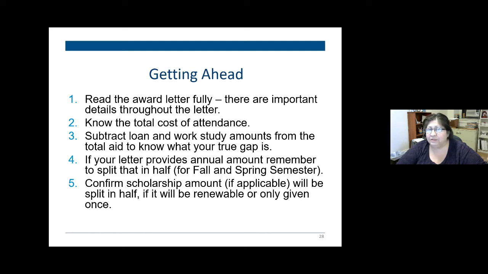And don't forget to accept it by following the instructions. Either you sign the award letter or you accept it online. But you always have the right to accept or decline loans if you don't want them, or any other aid. Next slide, please.